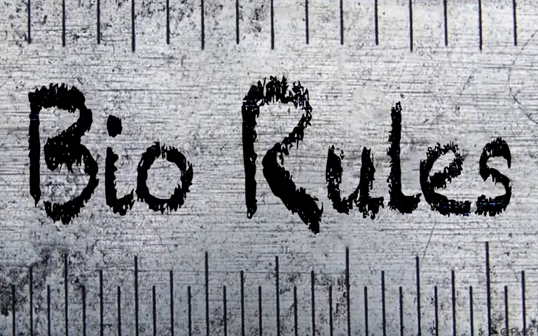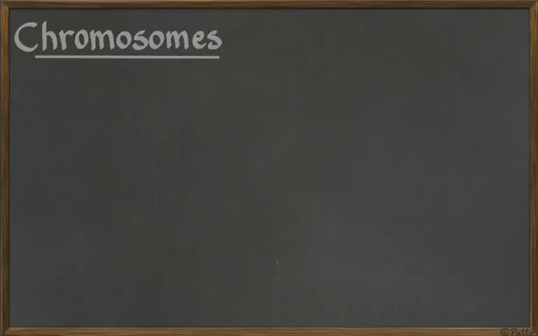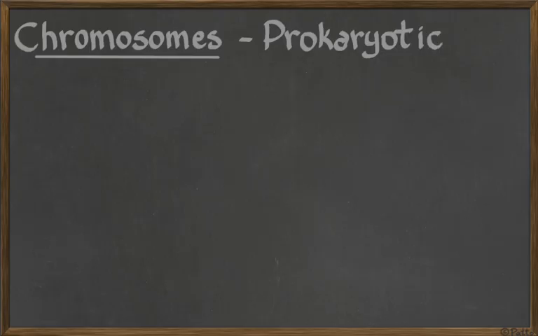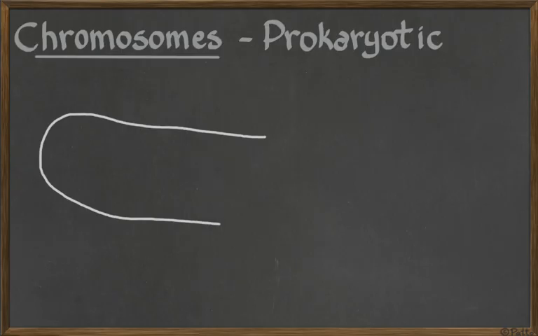Last class we were talking about genes, which are going to be happening in DNA, which are going to be making chromosomes. So today we're going to be talking about genes and chromosomes. So first, prokaryotes. Prokaryotic chromosomes are not like our chromosomes in eukaryotes. They are going to be different.